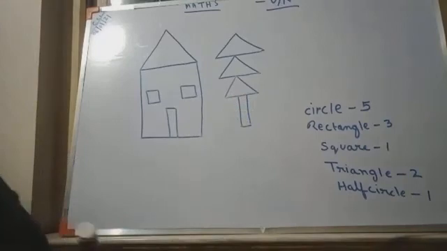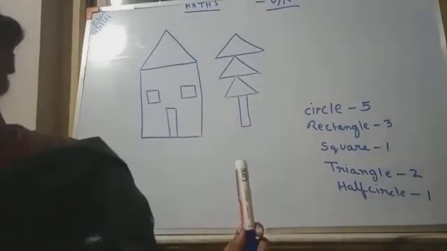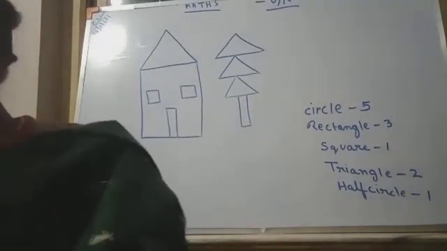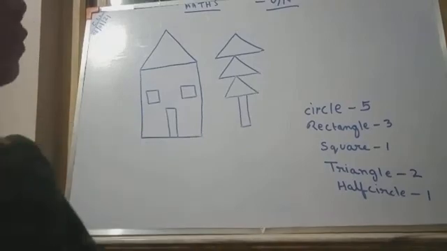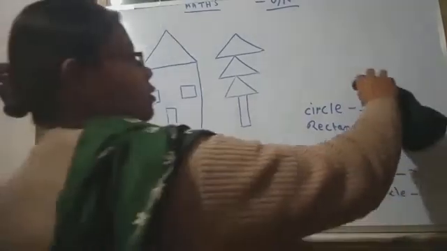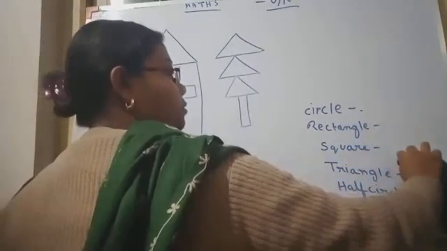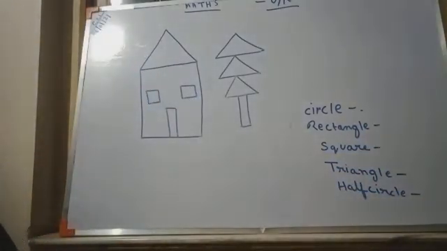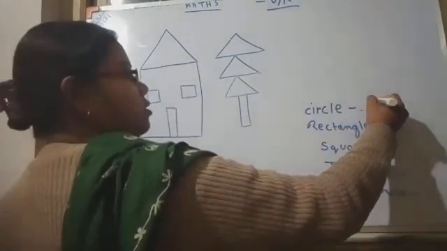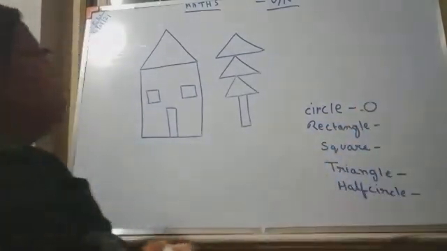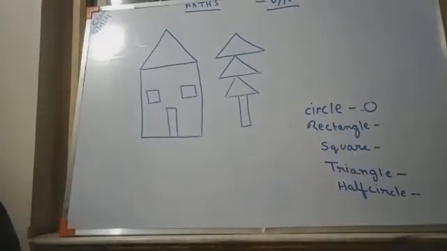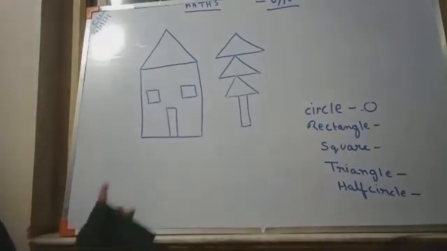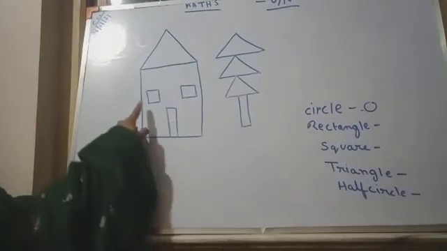Now you have to identify how many circles, how many triangles, how many ovals in this. Okay. Now you see how many circles are there. Is there any circle? No circle is there. So directly write here 0. How many rectangles? Is there a rectangle? Yes. This is one rectangle.